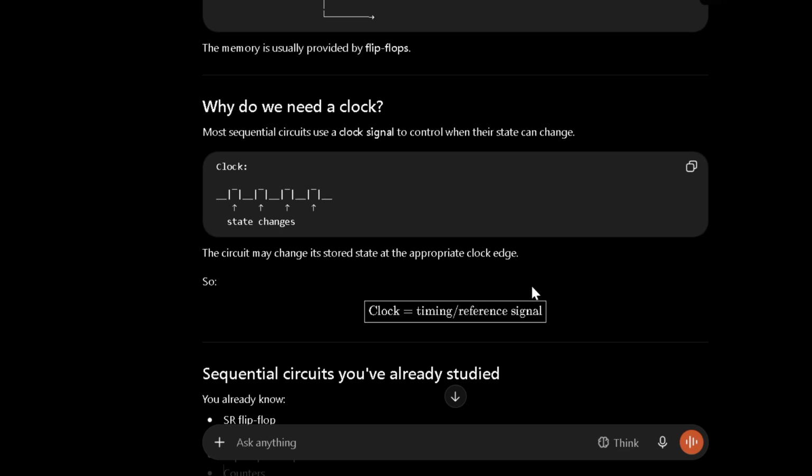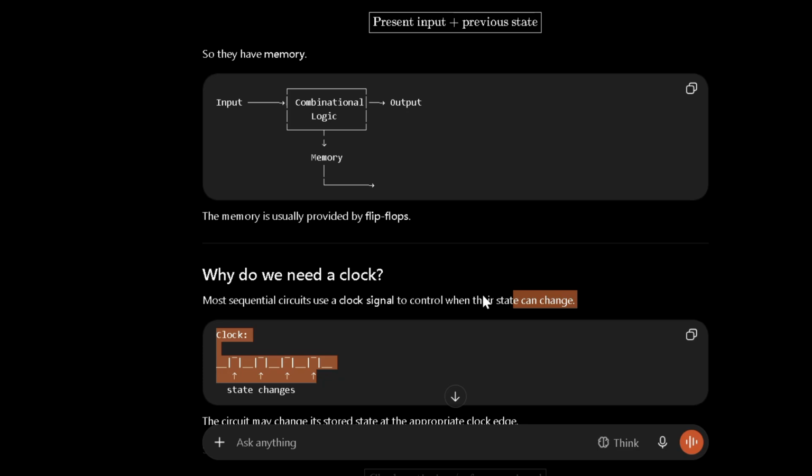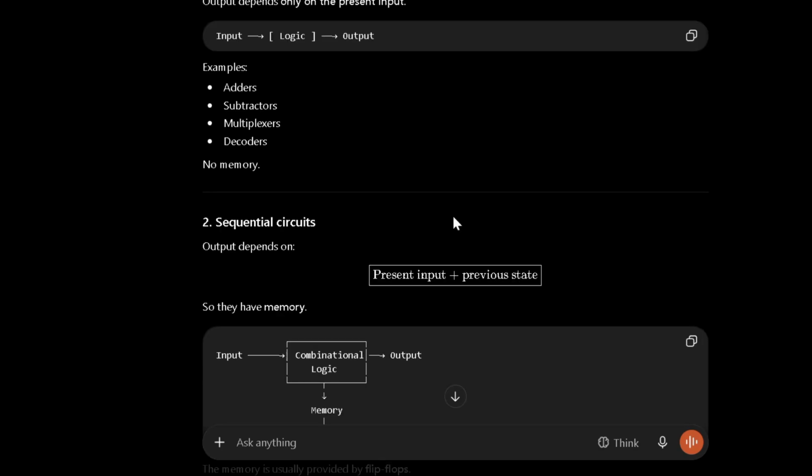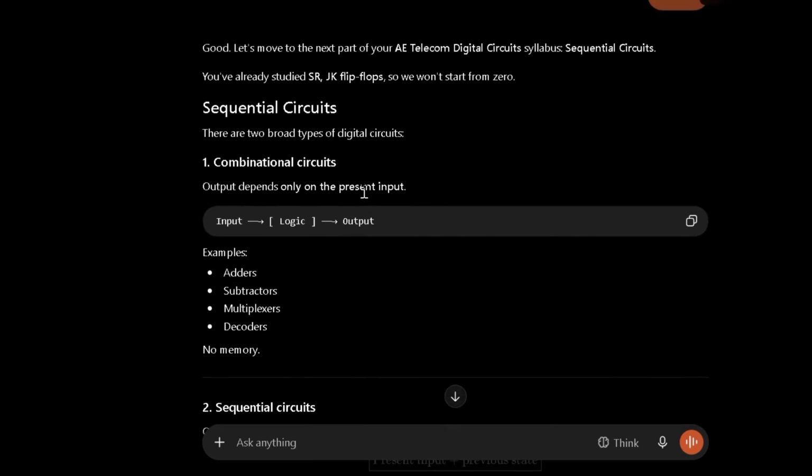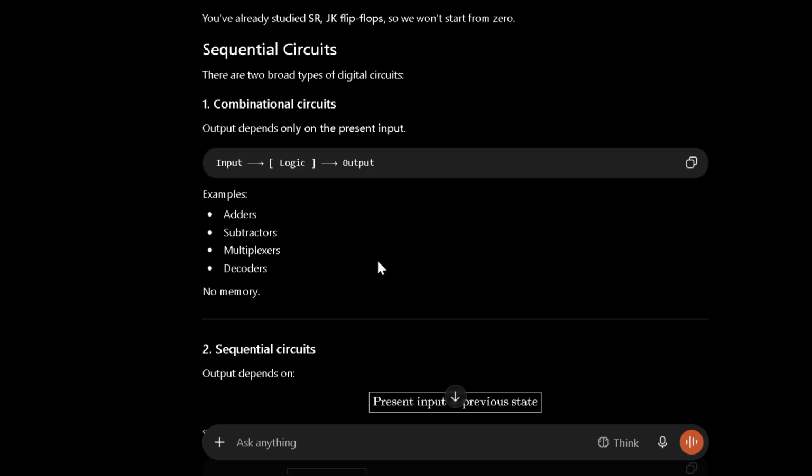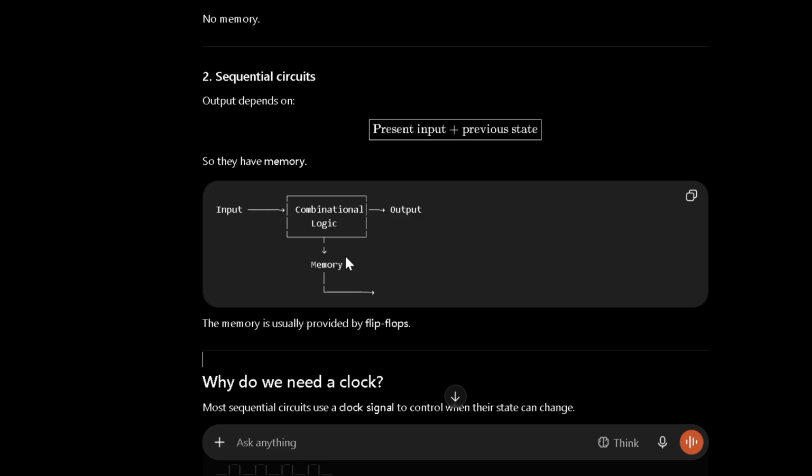There are two types of circuits. Combinational circuits, like a half adder, have an input and an output. If there is a multiplexer, the input goes in and the output comes out. If there's a decoder, the input goes in and the output comes out. But in a sequential circuit, the combinational logic takes the input plus the previous state to give the output.